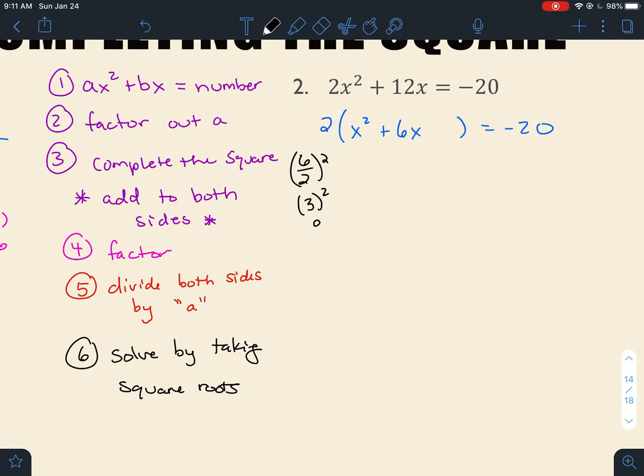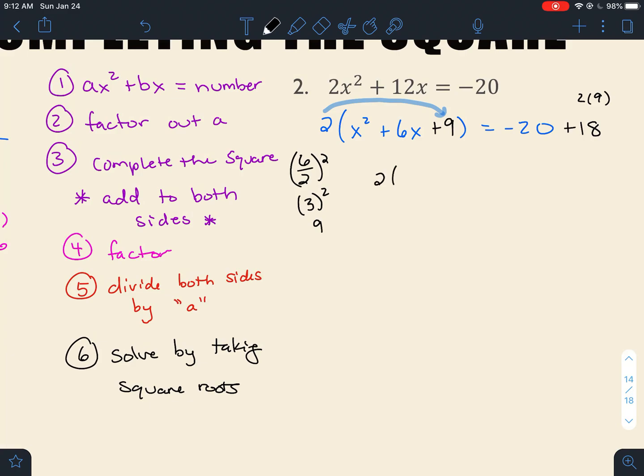So I get 3 squared, or 9. So I'm going to add 9 to complete the square. But really, I'm taking 2 times 9 on that side, so I'm really adding 18 to that side. So I have to add 18 to the right side to keep the equation balanced.